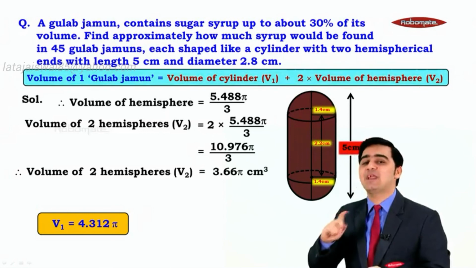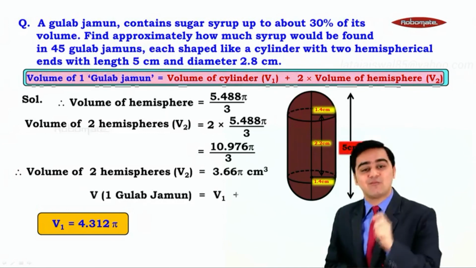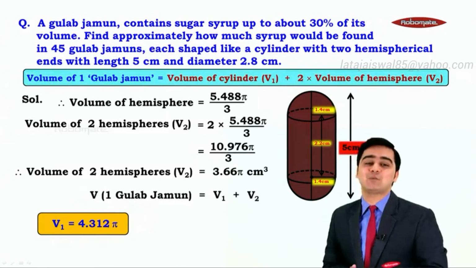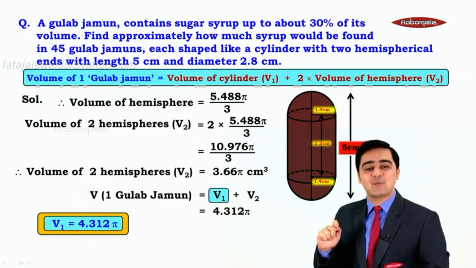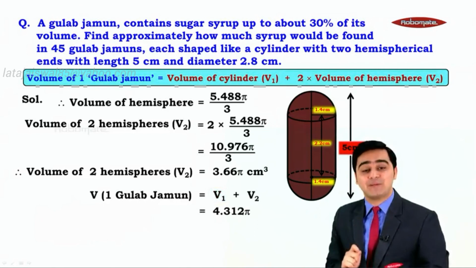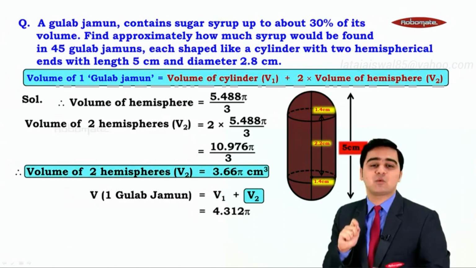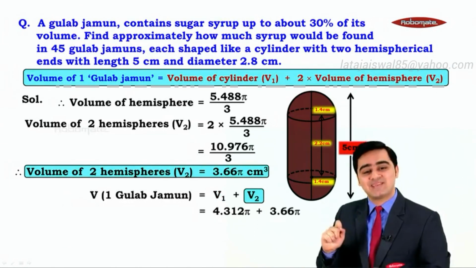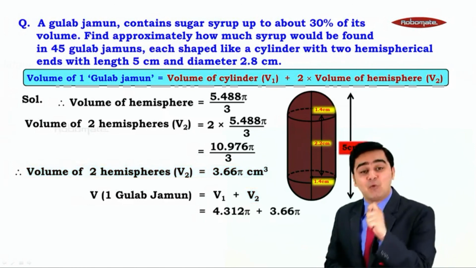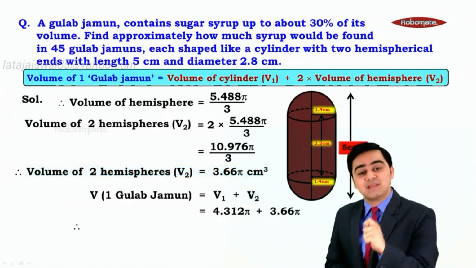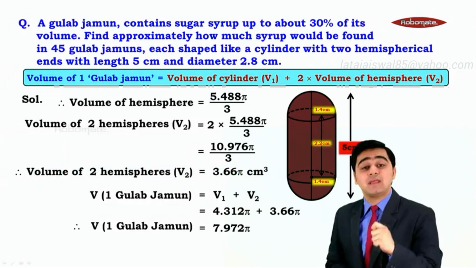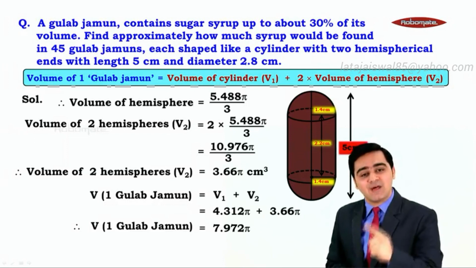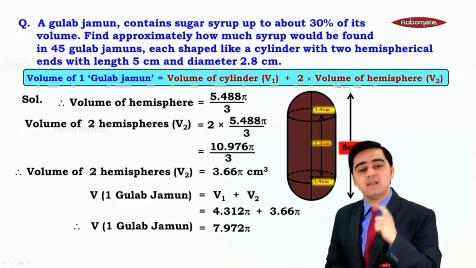Let us calculate volume of one gulab jamun. The formula is V1 plus V2, where V1 stands for volume of cylinder and it is equal to 4.312 pi. And V2 stands for volume of two hemispheres, which is equal to, yes, 3.66 pi. 4.312 pi plus 3.66 pi is equal to, yes, 7.972 pi. So here we have got volume of 1 gulab jamun.